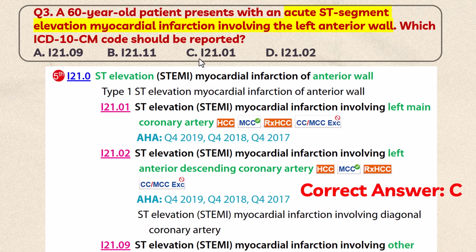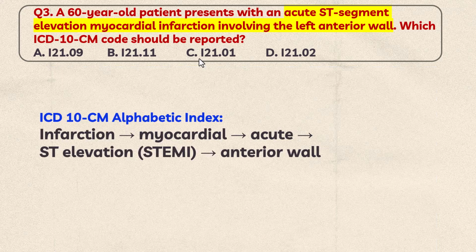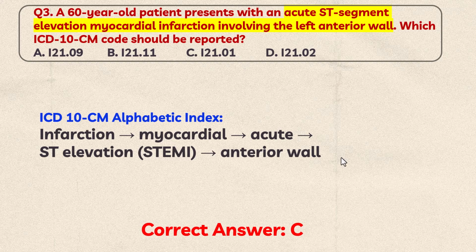So if you are using the alphabetic index, you have to go to the index of infarction, then go to the subsection of myocardial, then go to acute, then ST elevation. After that, you have to go to the anterior wall. It will lead you to the code I21.0. So again, go back to the tabular list and you have to confirm the answer. Once you confirm the answer, the correct answer will be answer C.